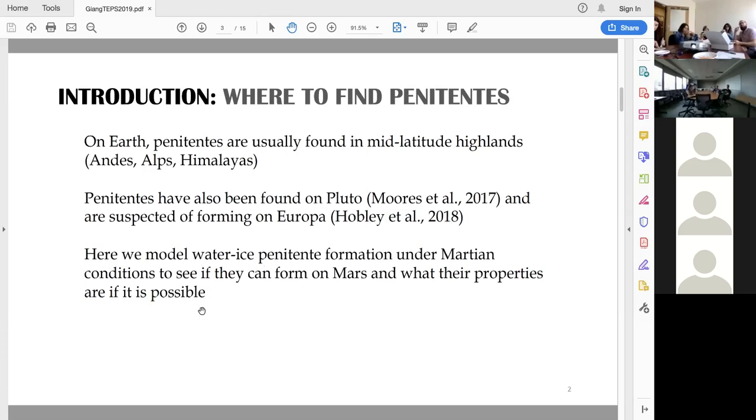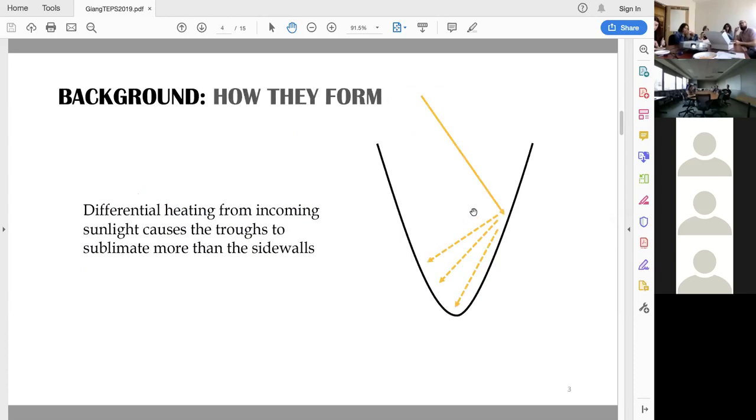And so what I do is I want to see whether it's possible to form penitentes under the Martian conditions. And I'm going to try and see what their properties are should their formation be possible. And so let's talk about how penitentes are formed in the first place.